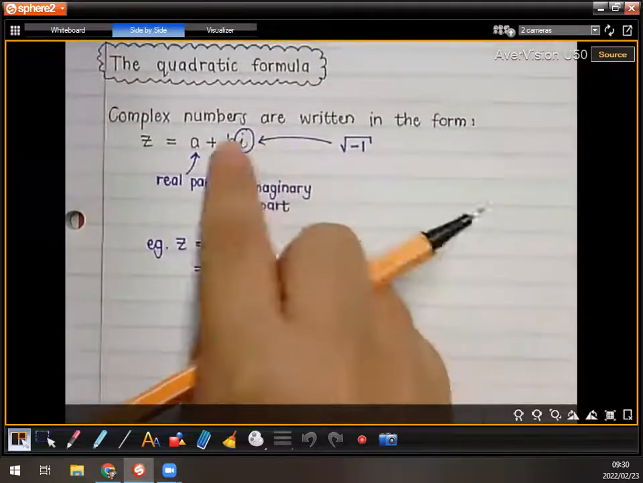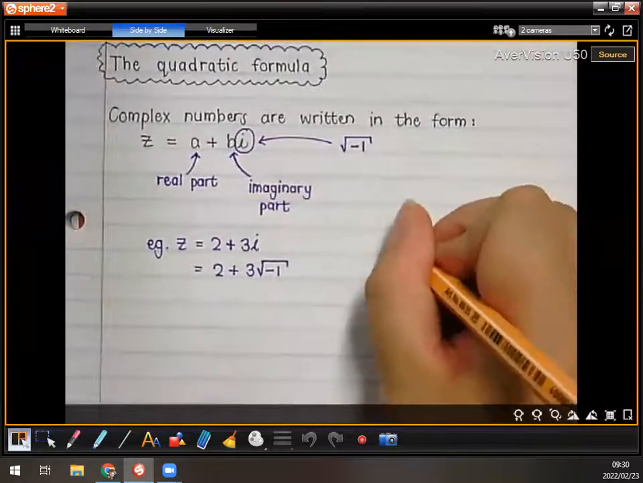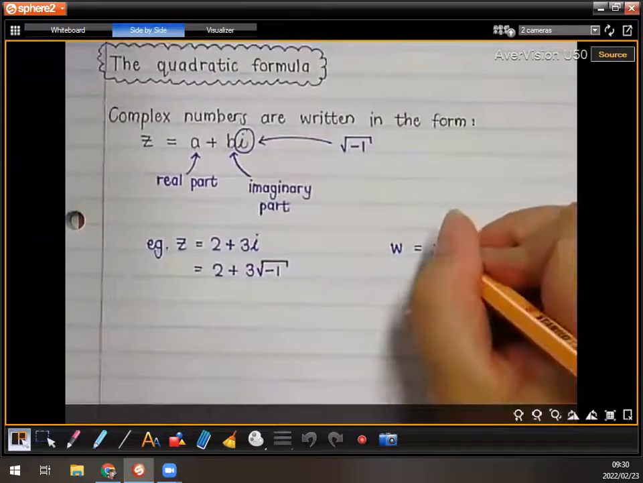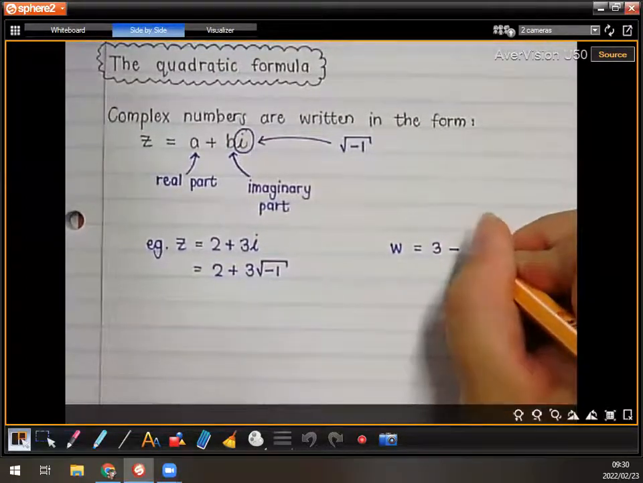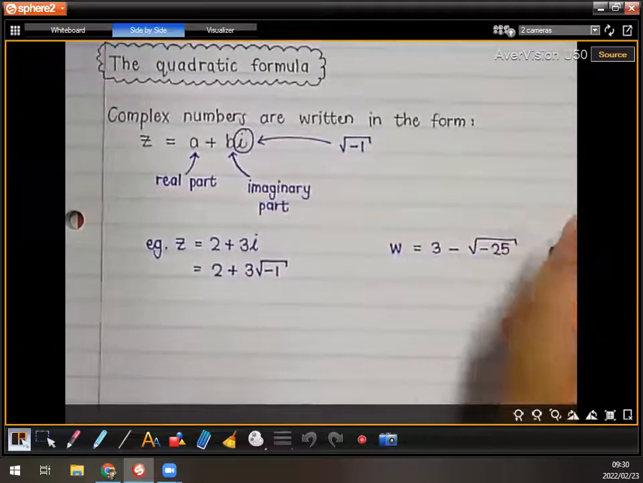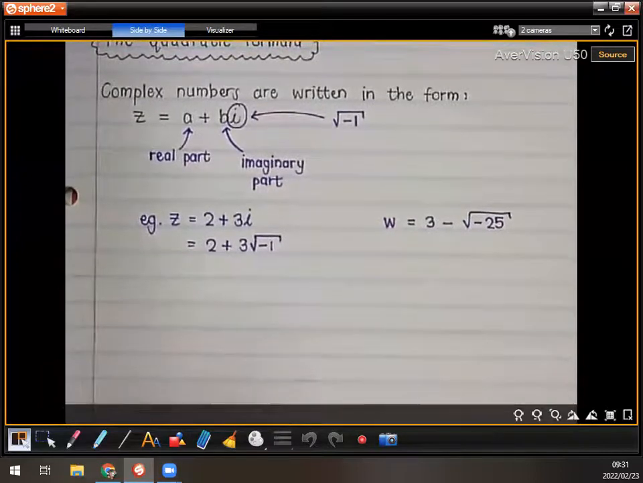So guys, this is the first kind of definition that you need to memorize. All right, if you see i, you need to know that means the square root of -1. Okay. What if I asked you to simplify, if you have w, and I tell you that that is 3 minus the square root of -25? Okay, we're just waiting for everyone to copy this down.